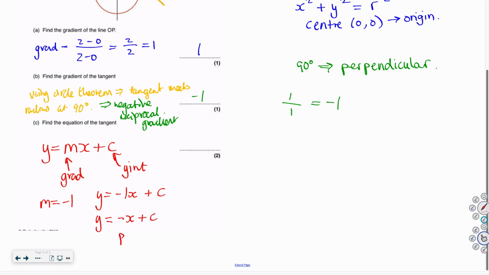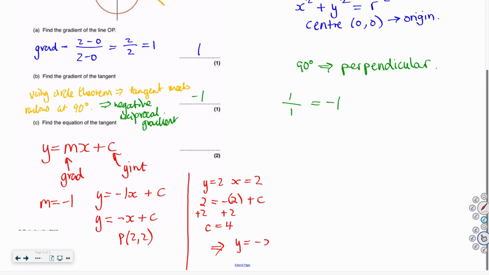Now we can put the point P in, because we know the tangent crosses that point. So y equals 2 and x equals 2 at the point (2, 2), so we get 2 equals -2 plus c. Then if we add 2 to both sides, we find that c is equal to 4. So putting everything back into y equals mx plus c, the gradient is -1, so y equals -x, and our c value is plus 4. And that is your perfect solution to the question you sent in.